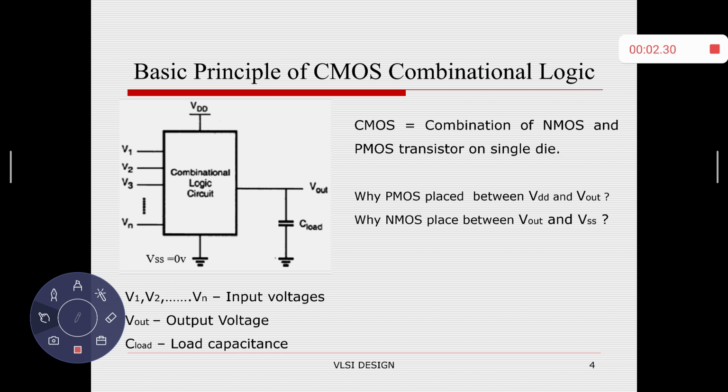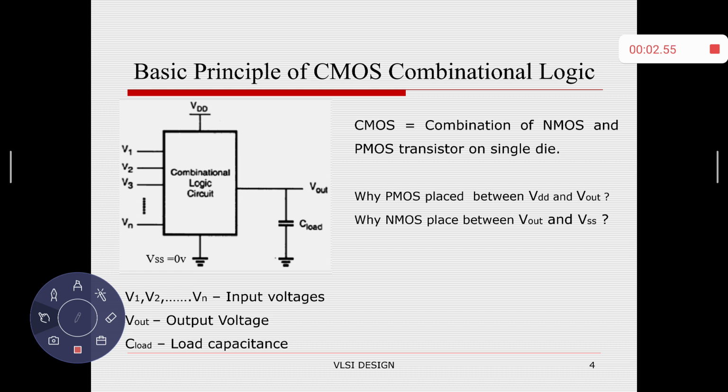First of all, the CMOS combination block comprises both NMOS transistor and PMOS transistor. The PMOS transistor should be connected to VDD and the NMOS transistor connected to VSS. So you might have a question: why do we need to connect the PMOS transistor between VDD and output, and why should the NMOS transistor be connected between output and VSS?